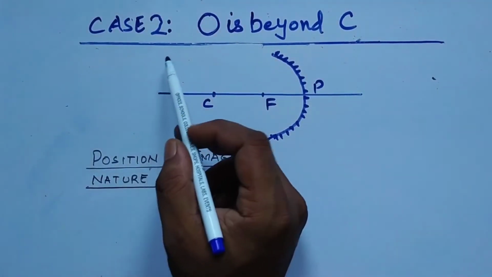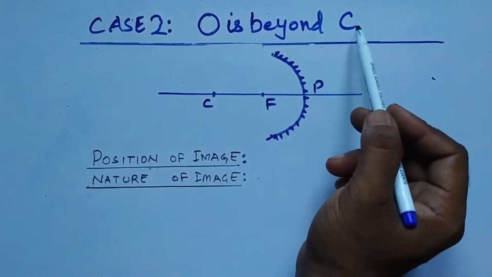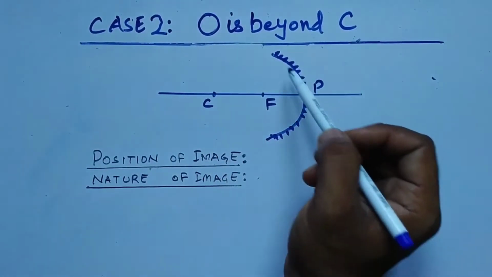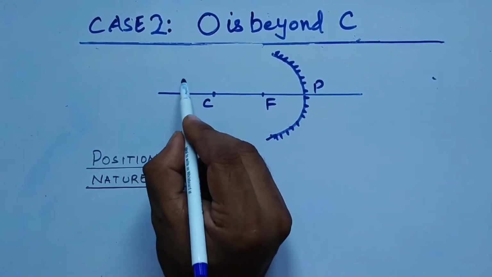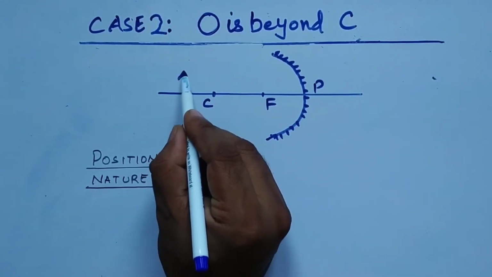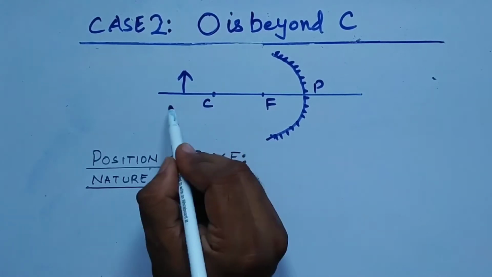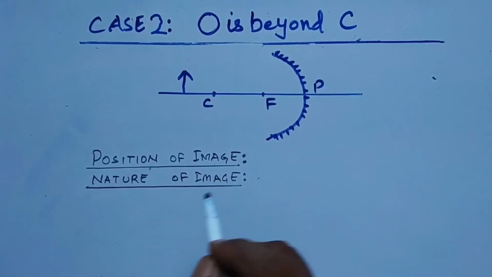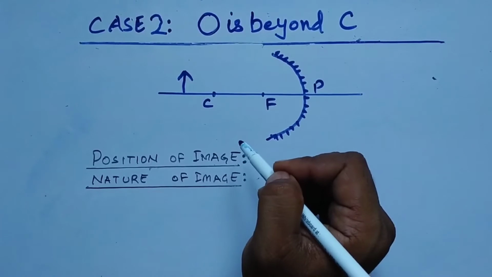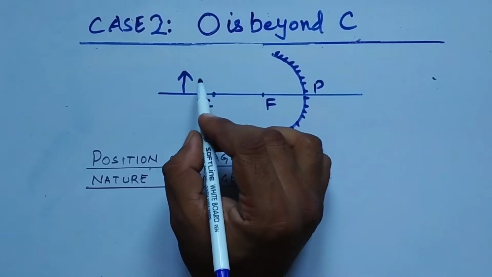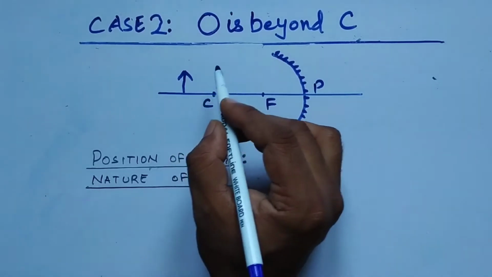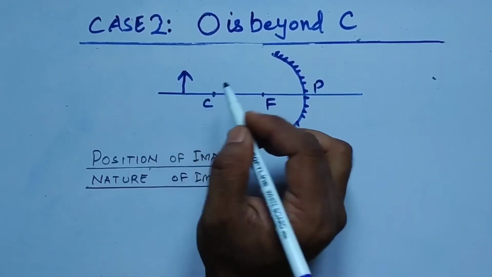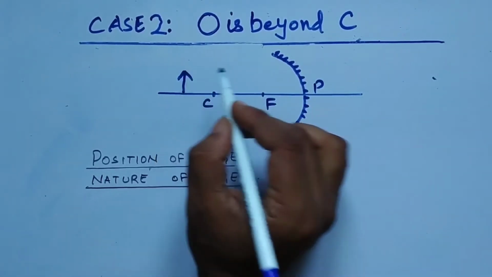Now next is the case in which the object is beyond the center of curvature. This is a concave mirror, and the object is beyond the center of curvature, which means we are talking about this position. Now, in order to locate the image that is formed, we'll take any two standard rays that are coming from the object.